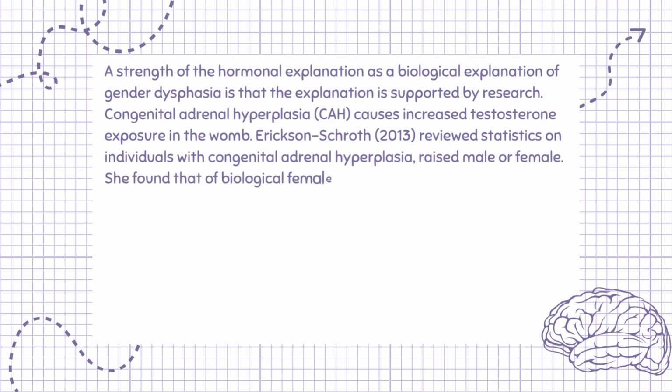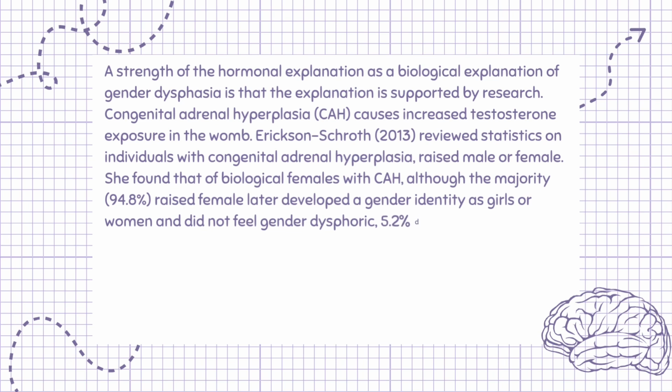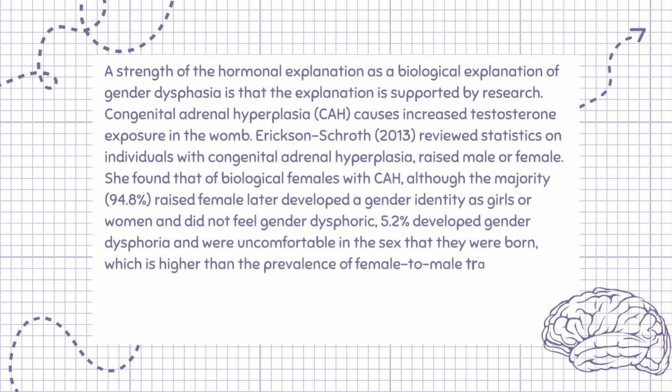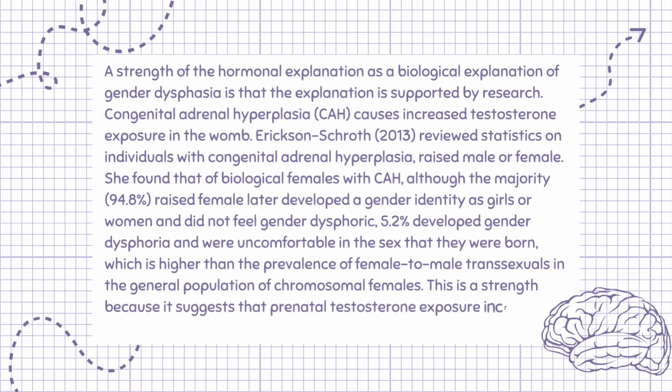She found that of biological females with CAH, although the majority, 94.8%, raised female later developed a gender identity as girls or women and did not feel gender dysphoric. 5.2% developed gender dysphoria and were uncomfortable in the sex that they were born, which is higher than the prevalence of female-to-male transsexuals in the general population of chromosomal females. This is a strength because it suggests that prenatal testosterone exposure increases the incidence of gender dysphoria in biological females.